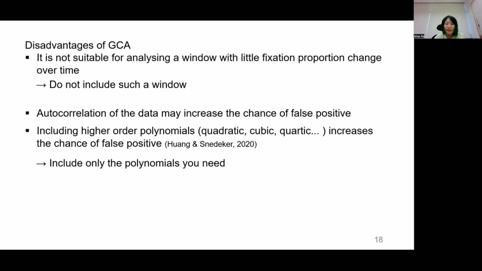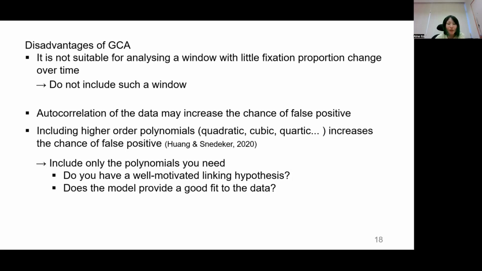For example, you can ask yourself if you have a very motivated linking hypothesis to include each term. That is, for example, if you want to include a linear term, then you should have some hypothesis about the slope difference between conditions. The second thing you can check is whether the model provides a good fit. So you can, for example, compare the models with and without a higher order polynomial and check which model fits the data better.